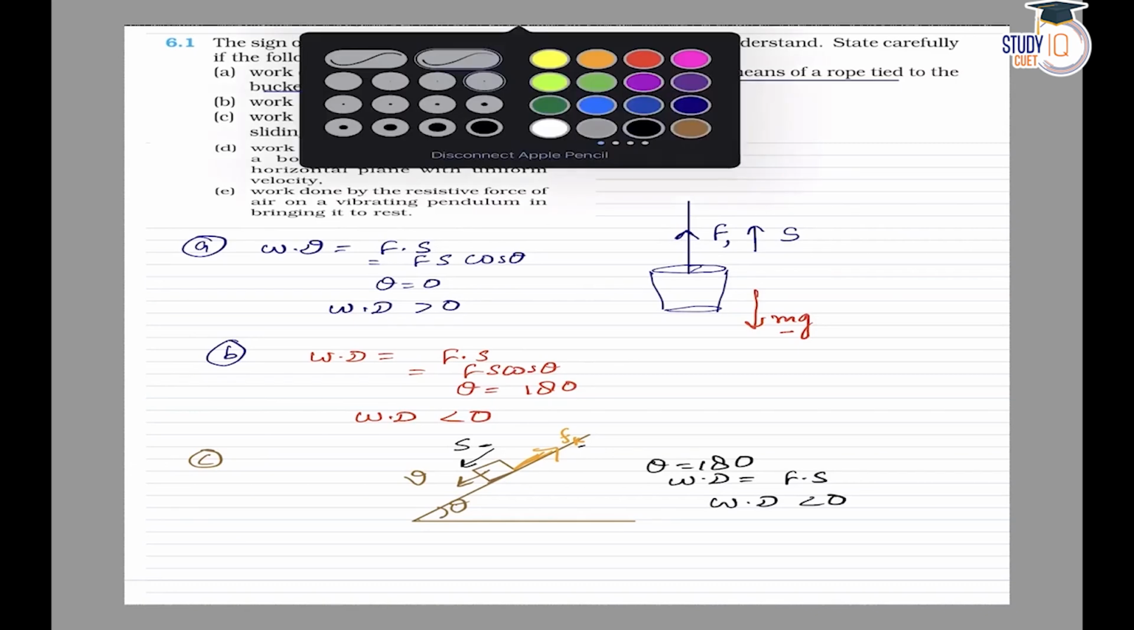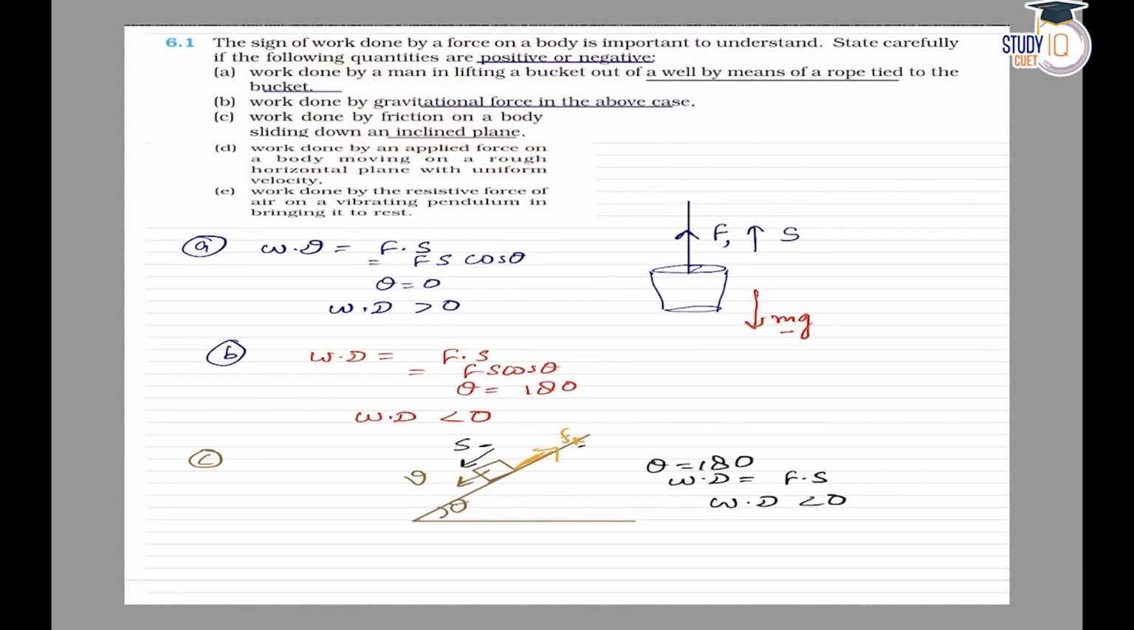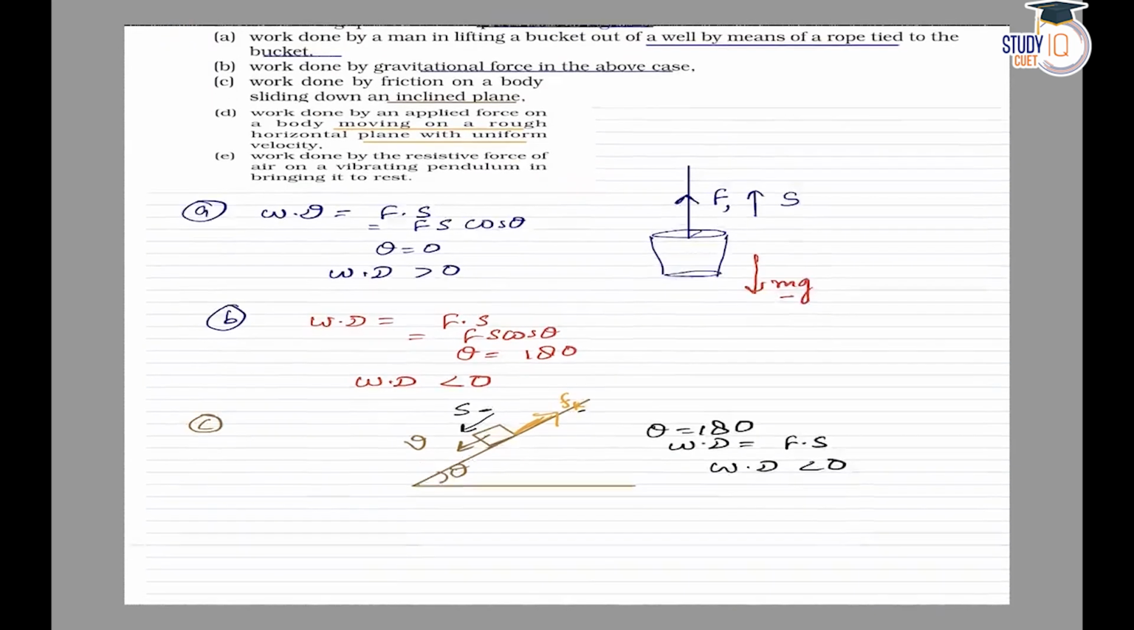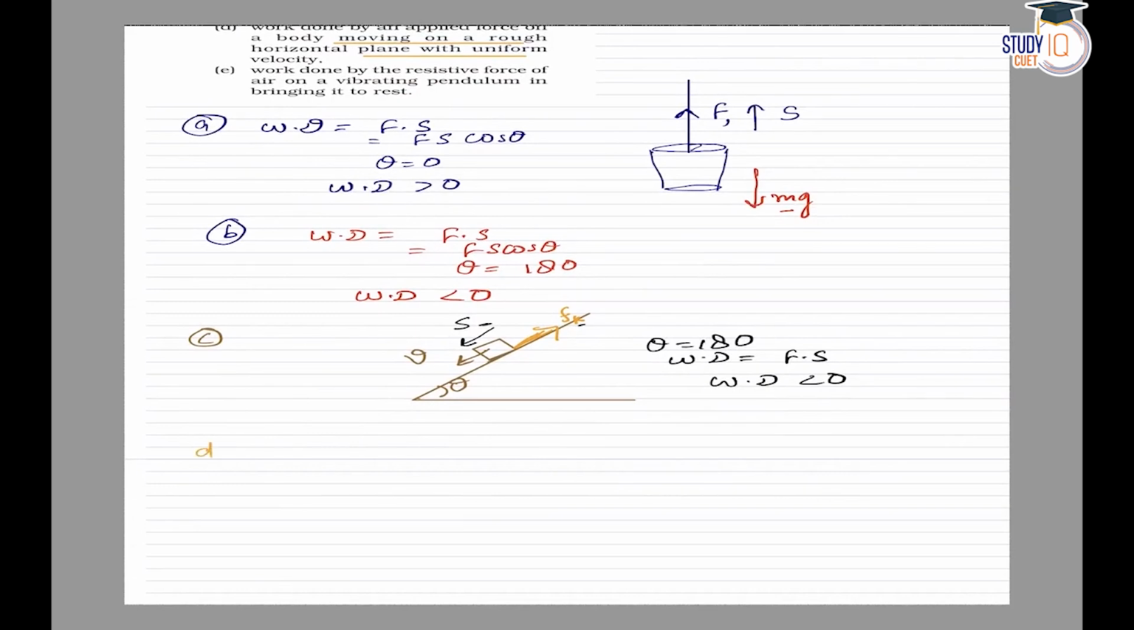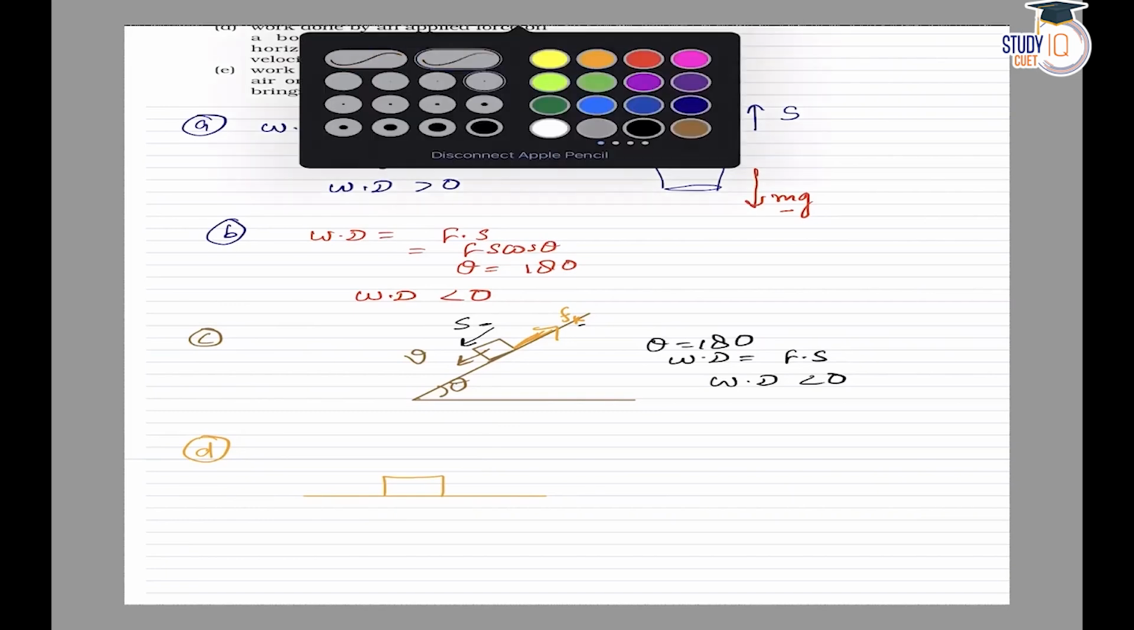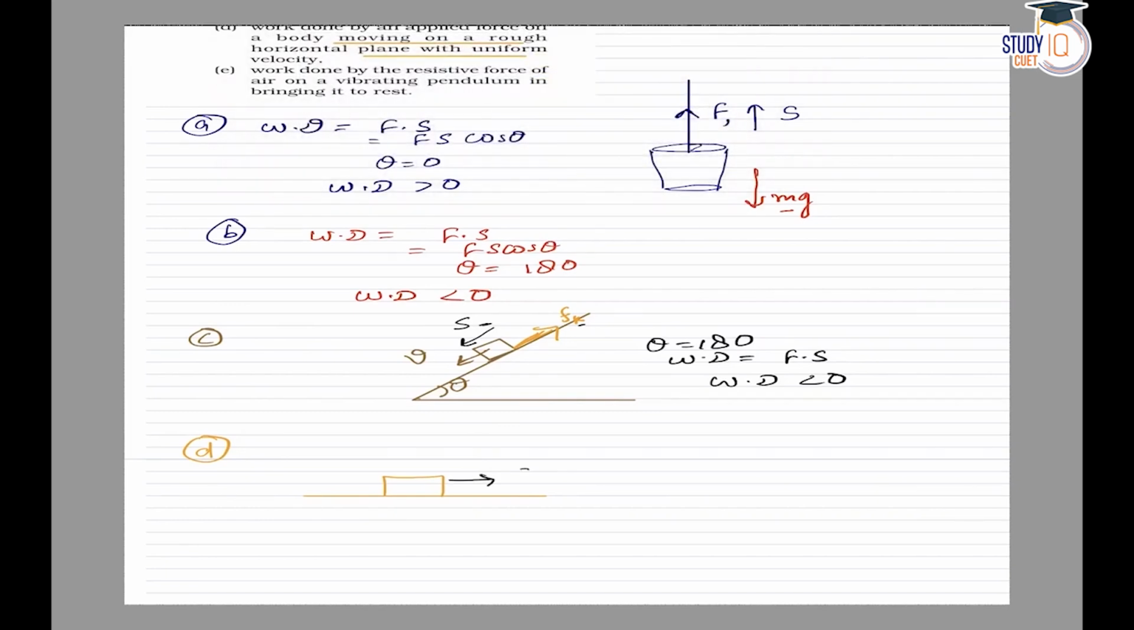Coming to next part, which is part D. In part D, work done by applied force on a body moving on a rough horizontal plane with uniform velocity. As it says, the body is moving with uniform velocity. So we can say that the acceleration of the body would be 0. The person is applying a force F1 in this direction, and the friction applied by the ground in opposite direction is equal to F, as velocity is constant, which implies that acceleration is equal to 0.